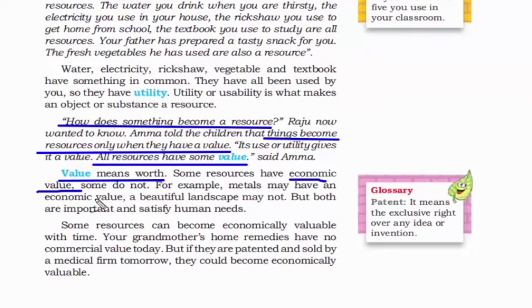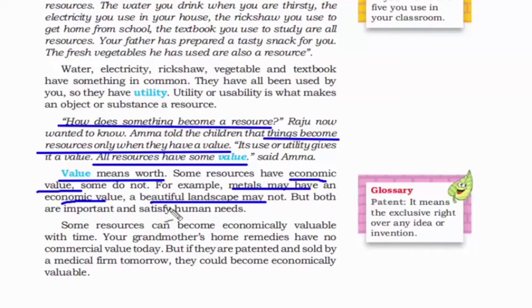So this was a high-end example from myself. Let's take a smaller example. For instance, metals may have an economic value, but a beautiful landscape may not. Metals like iron, aluminium and nickel have economic value. You don't get them for free. And the reason is that you use these metals to make important things like machinery, buildings, pillars, cars and household stuff.